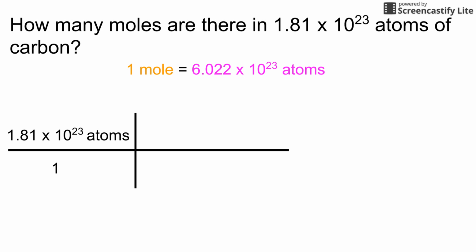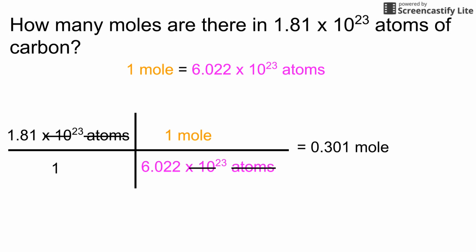Then you have to think about what goes downstairs on the right. You want your units to cancel, and the only option you have is the pink option. So you put the pink option down there, 6.022 times 10 to the 23 atoms, that way your atoms will cancel. Then you put the equivalent on top. Then you check your work and cancel your atoms. This 10 to the 23 divided by 10 to the 23 is 1, right? So those cancel. Then you simply put 1.81 in your calculator divided by 6.022, and that'll give you the number of moles. The number of moles should be 0.301.